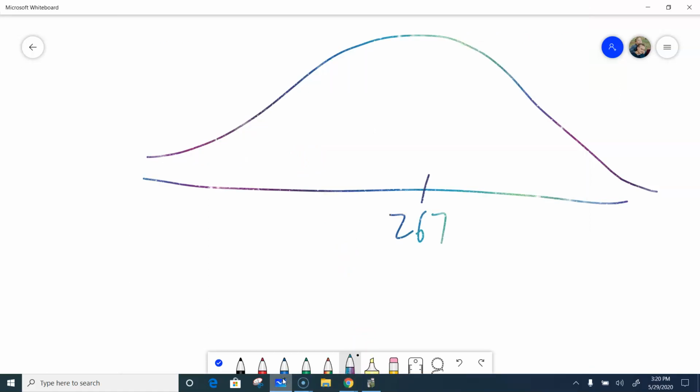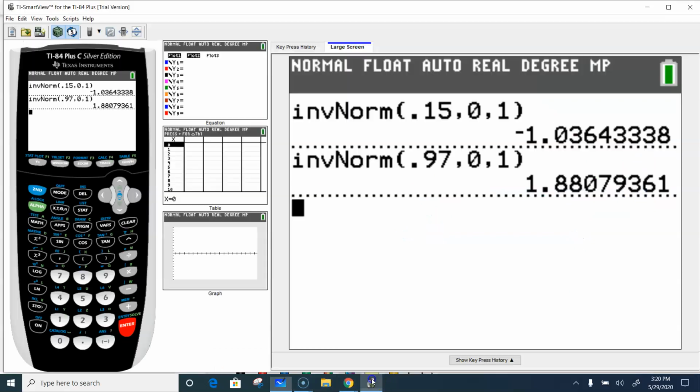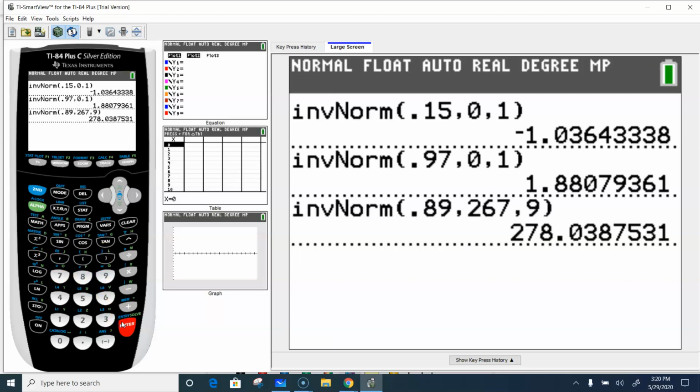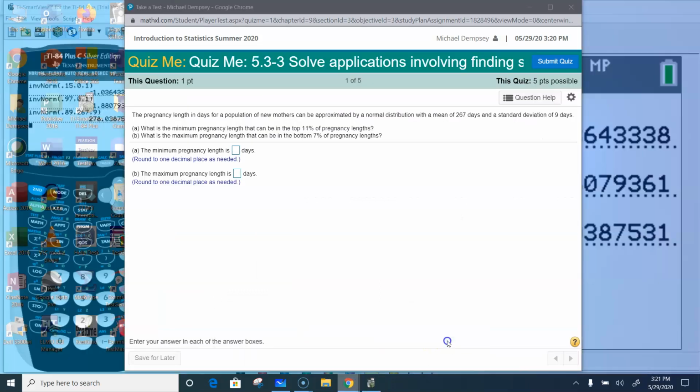The minimum pregnancy length, what is the minimum pregnancy length that can be in the top 11%? So this number should be bigger than 267. We're looking for a length of a pregnancy that only 11% of pregnancies are going to live above that. So that's inverse norm of 0.89. Where did I get that? It's the white area here. The calculator is always area to the left, so we have to subtract that 11% from 1. So if it's the top 11%, it's the 89th percentile. Inverse norm always uses percentile. The mean is 267, and the standard deviation is 9. So about 278 days, which makes sense when we look at our picture.